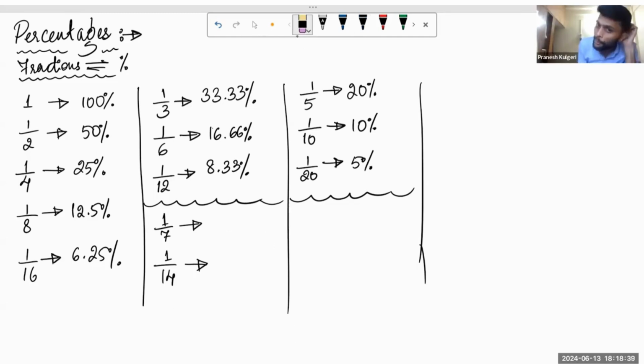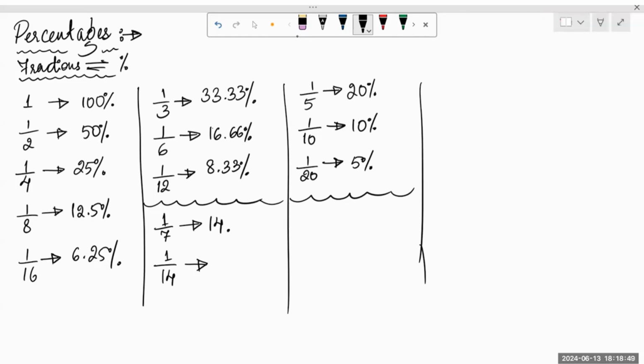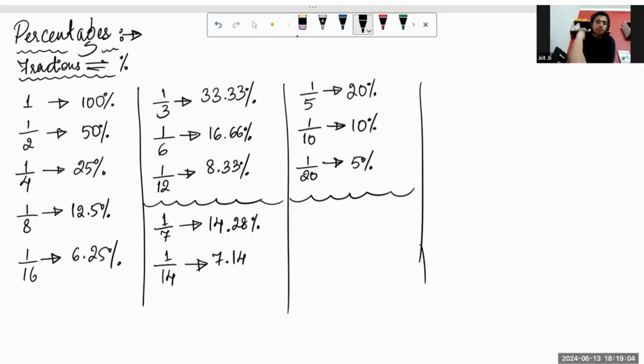I'll tell you a trick to remember 1 by 7. What is 7 times 2? If you double 7, you get 14. What if you double 14? 28. So 1 by 7 is 14.28. Easy to remember. So 1 by 14 should be half of that. How much is half of that? 7.14. That's right. So that is 1 by 14.